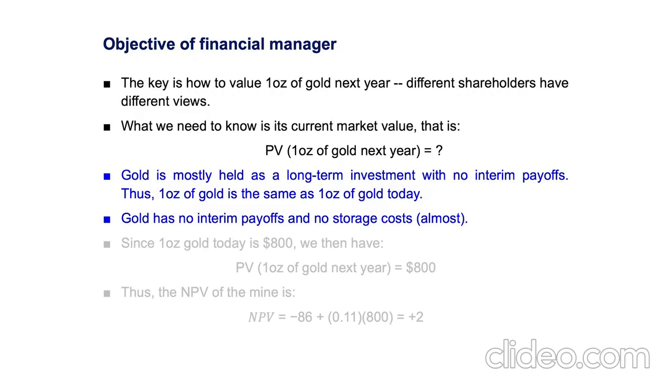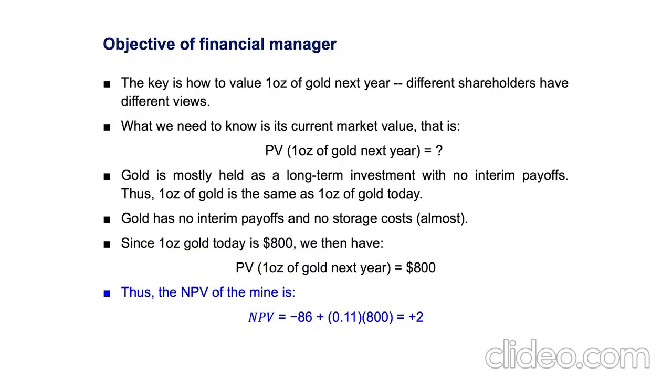From the above observation, we then conclude that 1 ounce of gold in 1 year is worth the same amount as 1 ounce of gold today. Given that 1 ounce of gold is trading at $800 now, the present value of 1 ounce of gold in 1 year is also $800 today.